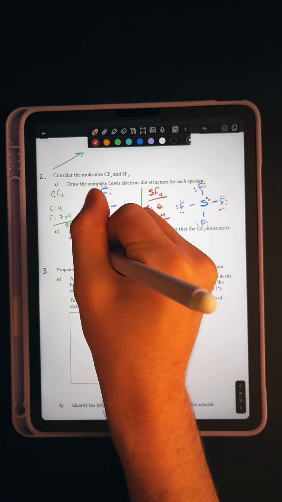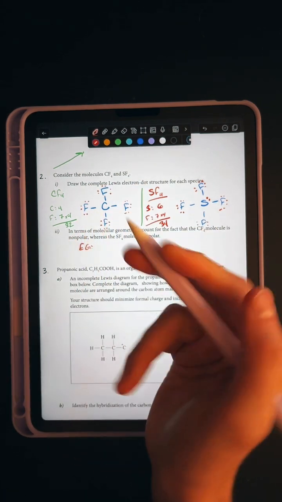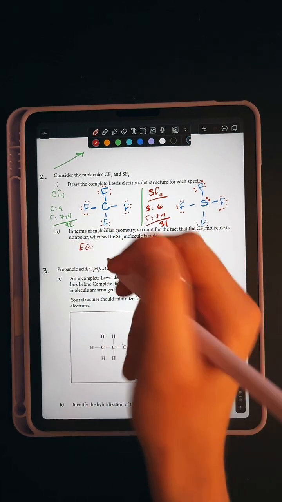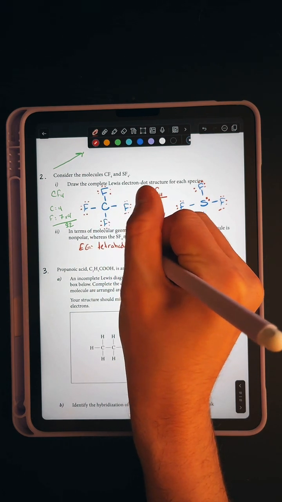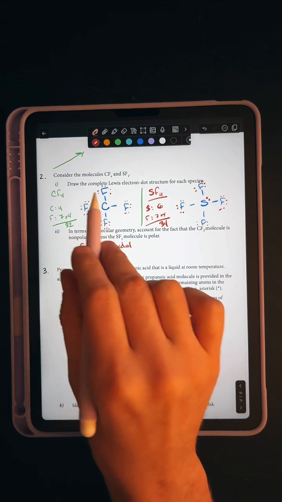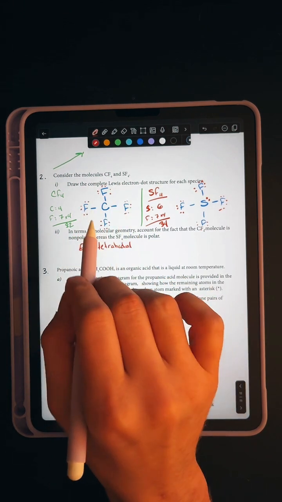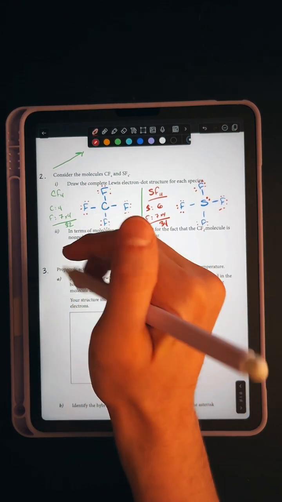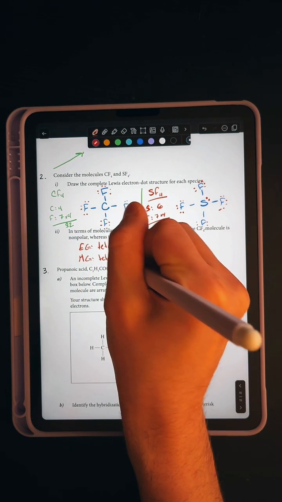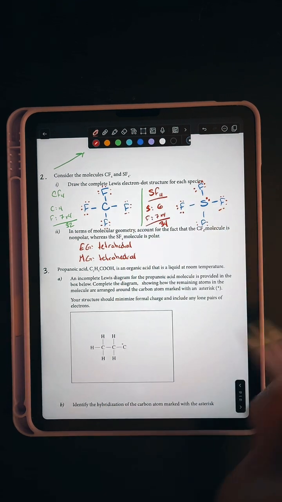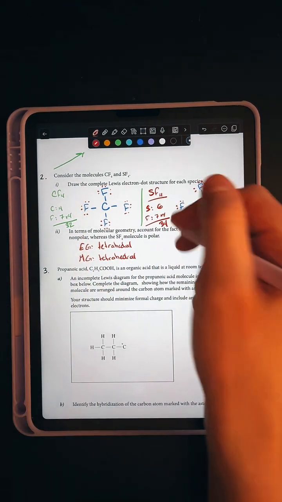So our electron geometry for CF4, we have 1, 2, 3, 4 things around it. 4 things tells us we are tetrahedral. Now, because we don't have any lone pairs of electrons around that center atom, our molecular geometry is the same. So our electron and molecular geometries are the same here.